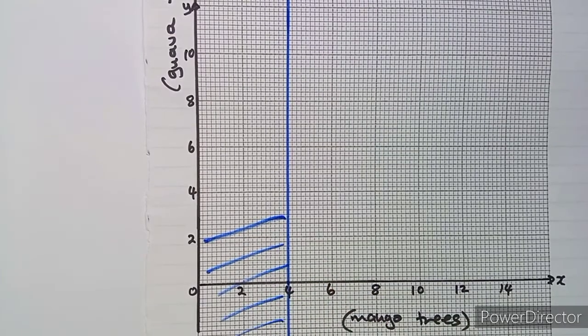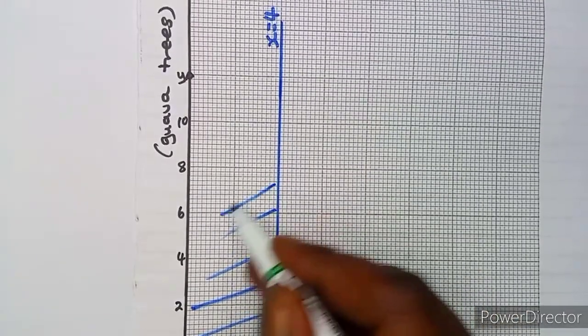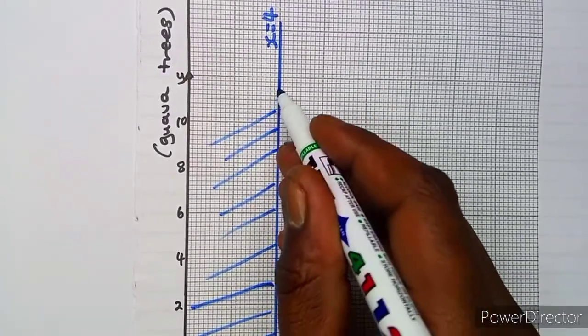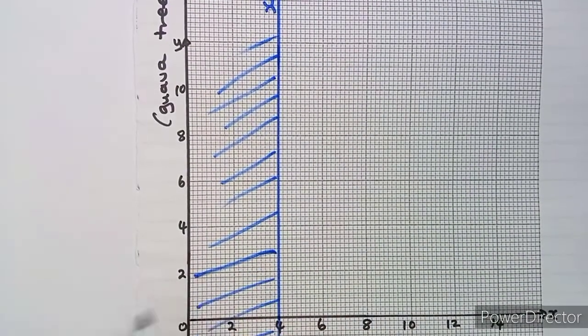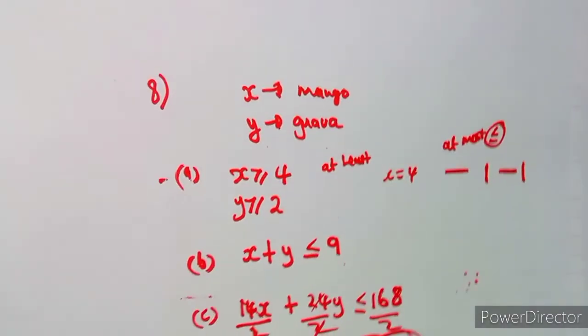So these are the ones that we are going to shade. All you just need is to indicate this. Okay, so this is our unwanted region, this one. Shade that region just like that. You move on to the other one.